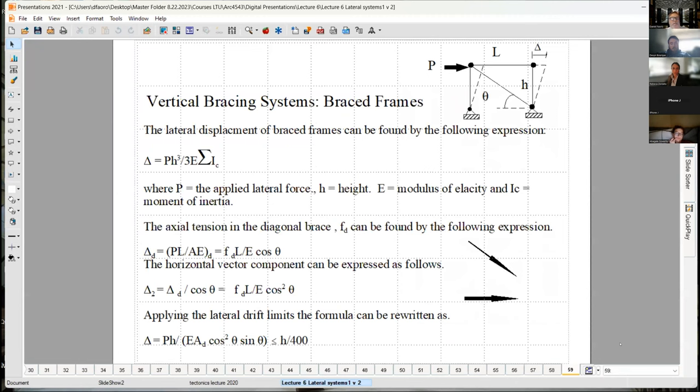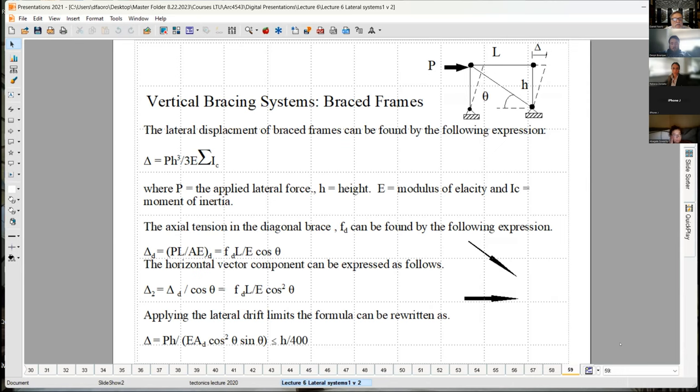So vertical bracing systems, brace frames, how do we evaluate them? Our generic formula looks something like this: PH cubed divided by 3 times E times summation of I sub C. P is the applied force, you see it on the upper right, at the elevation of the top of the frame. H is the height of the frame. E is the modulus of elasticity of what the frame is made of. I sub C is moment of inertia, and moment of inertia is for both the column on the left and the column on the right added together. That's why the summation value is shown.